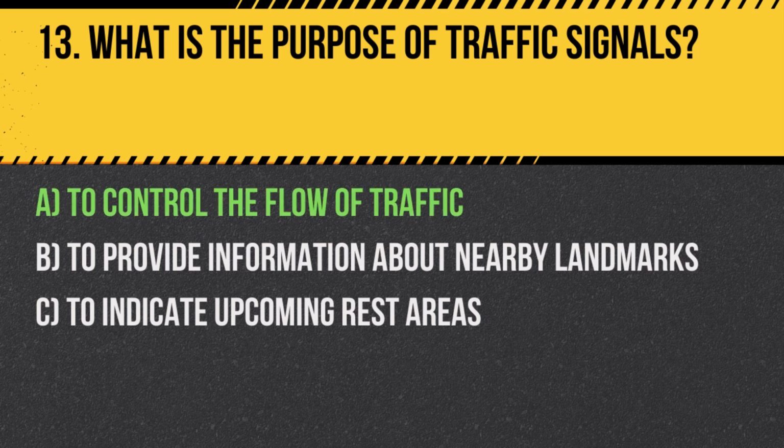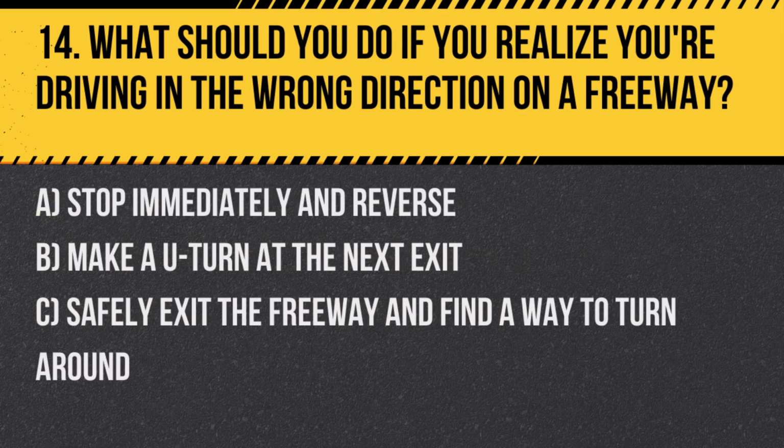Answer A. To control the flow of traffic. Traffic signals are designed to control the flow of traffic and ensure safe and orderly movement at intersections. Question 14. What should you do if you realize you're driving in the wrong direction on a freeway?